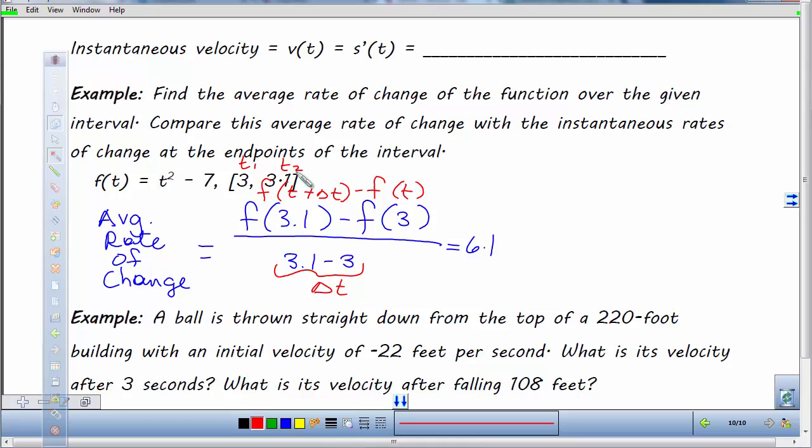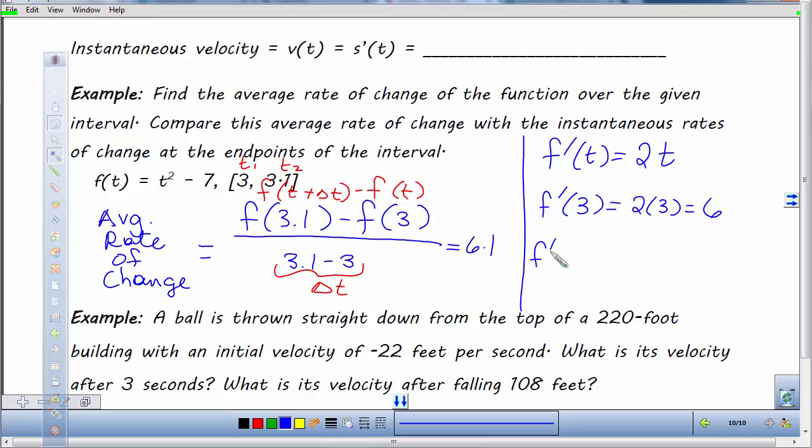To do that, I'm going to take the derivative. So f prime of t is equal to 2t. And I can use that to find the rate of change at any point in time for this function. They said do it for both endpoints. So f prime of 3 is equal to what? 2 times 3, or 6. And f prime of 3.1 is 2 times 3.1, or 6.2.